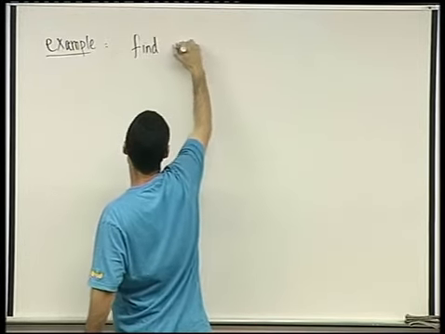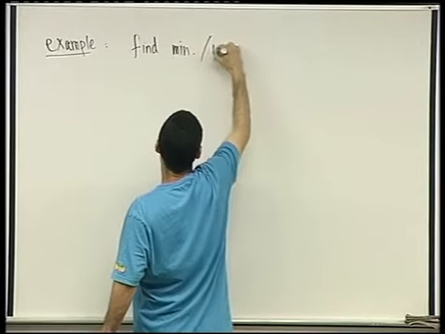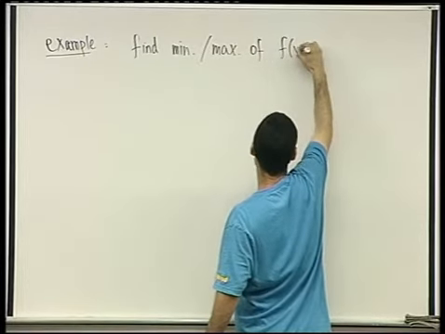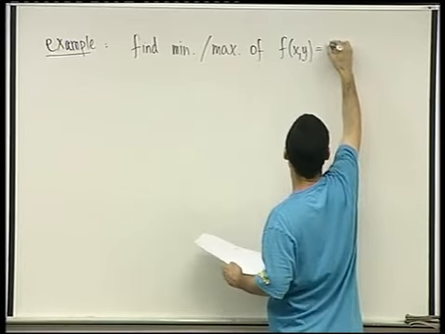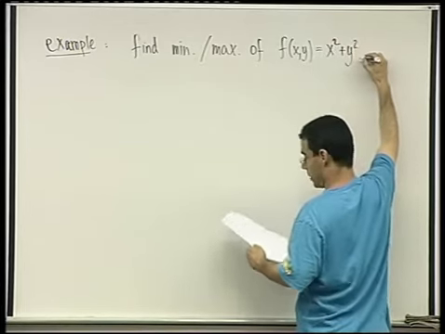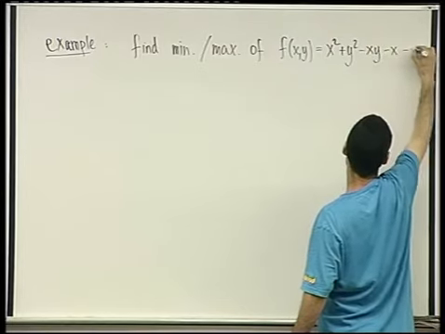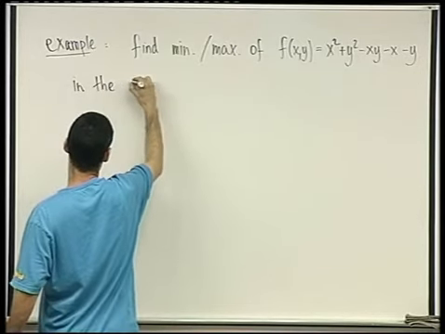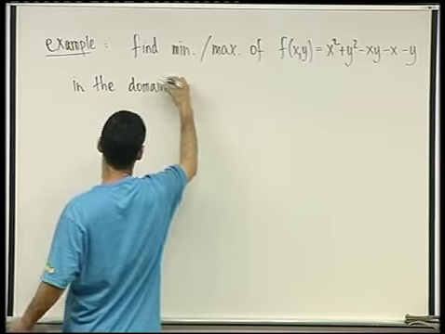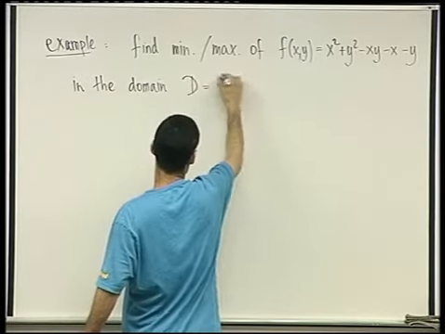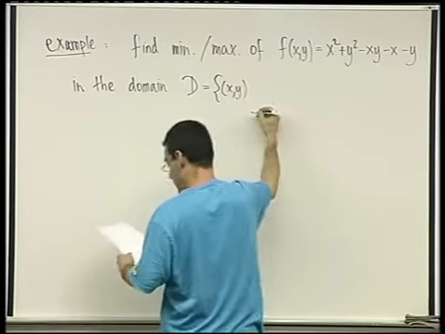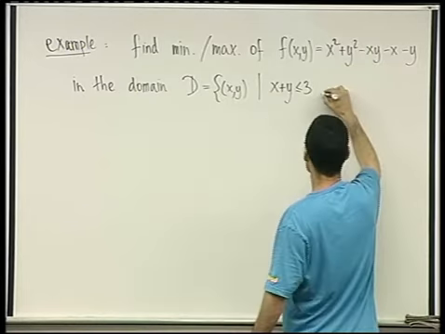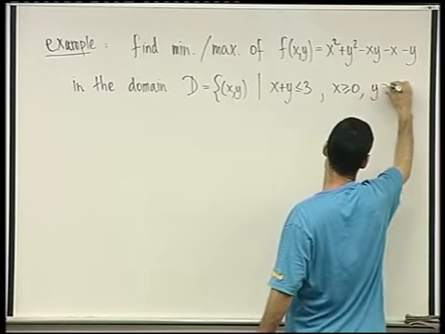Find the minima and the maxima of the function f(x,y) equals x squared plus y squared minus xy minus x minus y in the domain D, which is the set of all points (x, y) in the plane, satisfying that x plus y is less than or equal to 3, and x is greater than or equal to 0, and y is greater than or equal to 0.